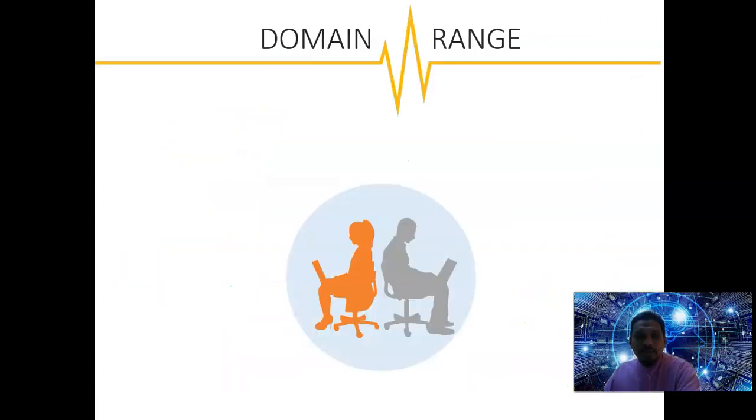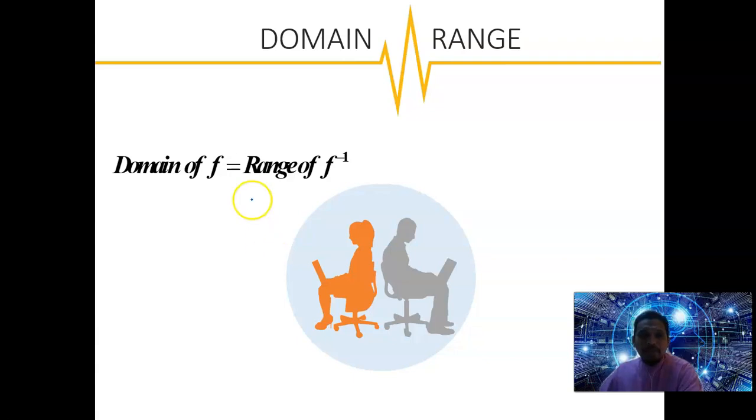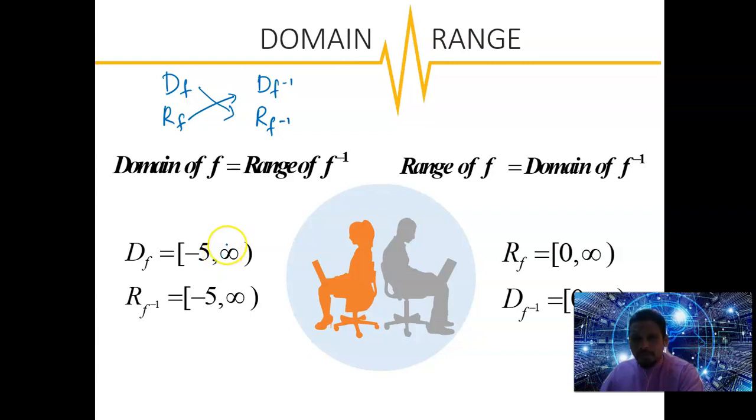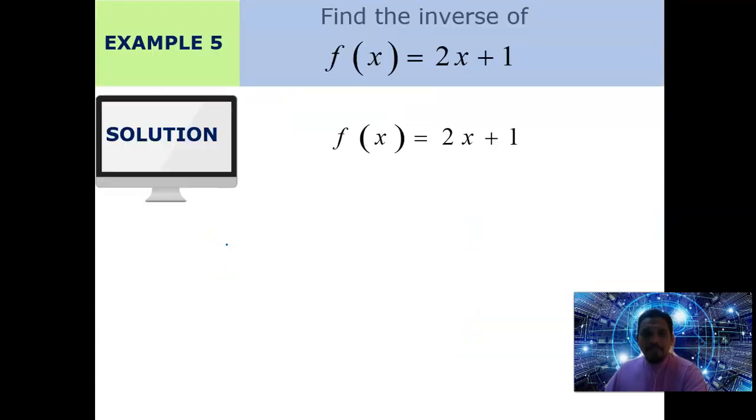So we are going to use the property here, the domain of f. We have domain of f and range of f, domain of f inverse and range of f inverse. So the domain of f is the range of f inverse, and the range of f is the domain of f inverse. There you go. Okay, so find the inverse of this function f(x).